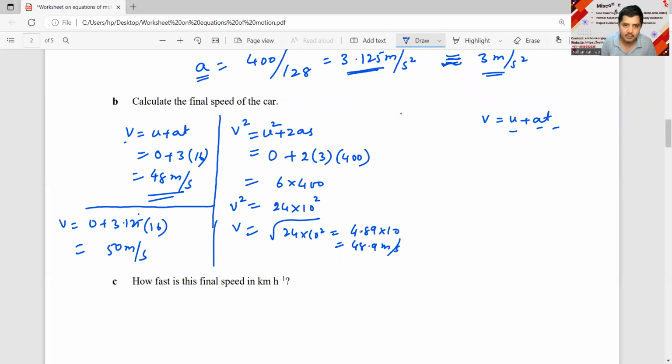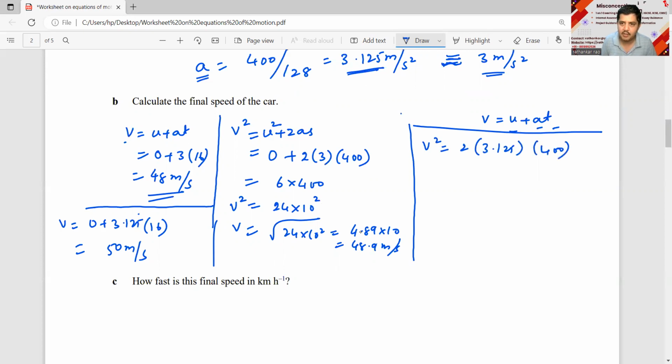Now, if I do it using this method, what do I get? Let me write it down here. I will get V square is equal to 2 into 3.125 into 400. I should get the correct answer. I hope it comes correctly. It's 2500, and thus V should be equal to the square root of 2500, which is 50 meters per second. Wow, success. We need to get the correct answer by any method. So V is equal to 50 meters per second. We got it by two methods.